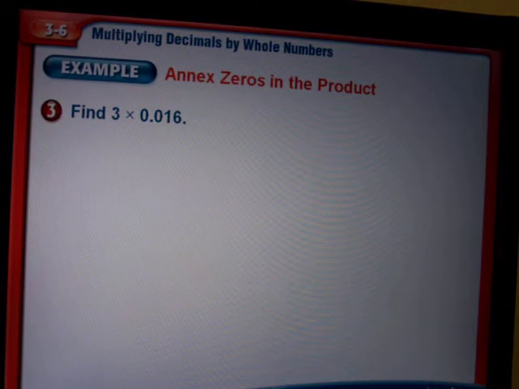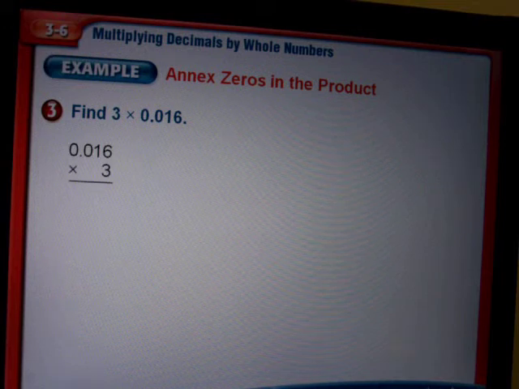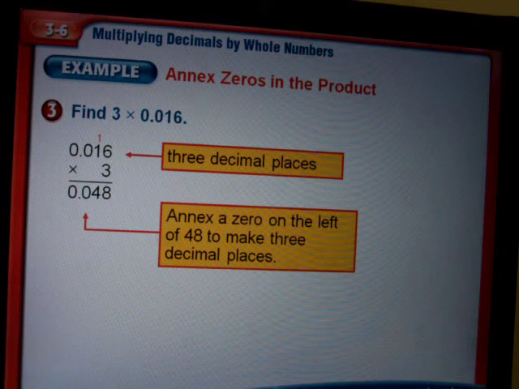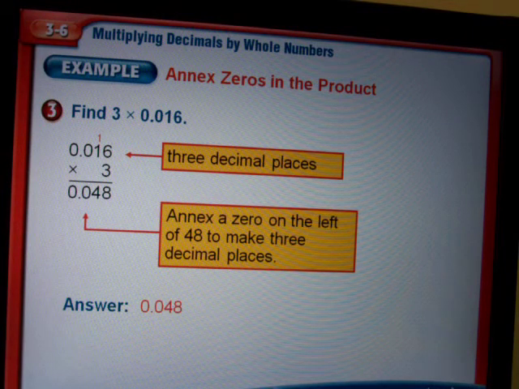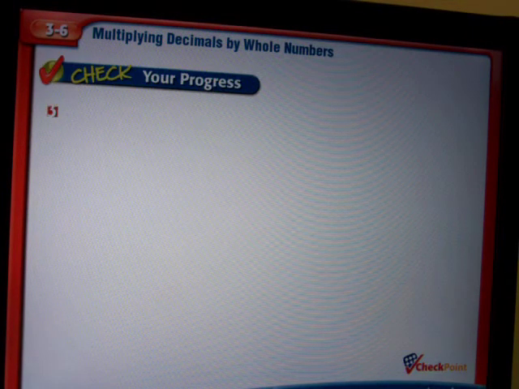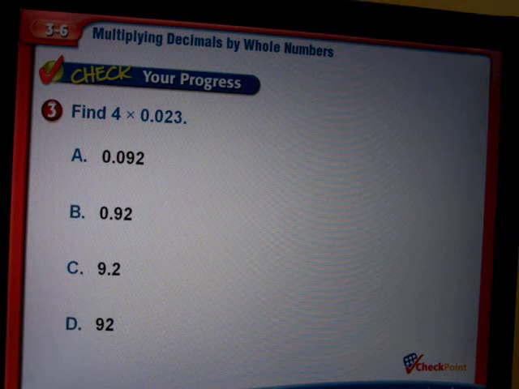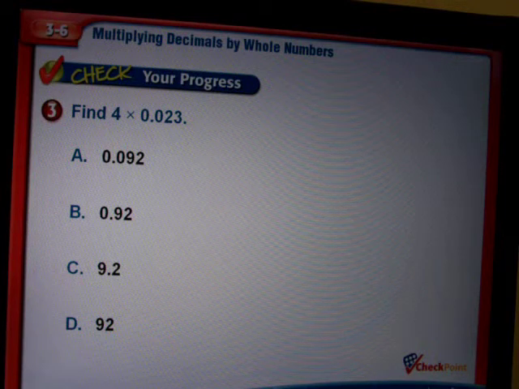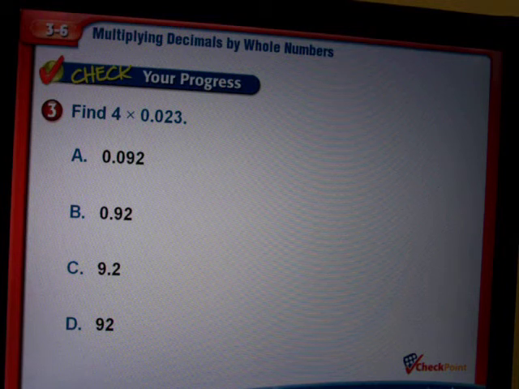So now what we're going to do is we can annex in some zeros to make this easier to solve. So when we annex in some zeros, what is the product of 4 and 23 thousandths? Is the answer A, 92 thousandths, B, 92 hundredths, C, 9 and 2 tenths, or D, 92? And your answer is?